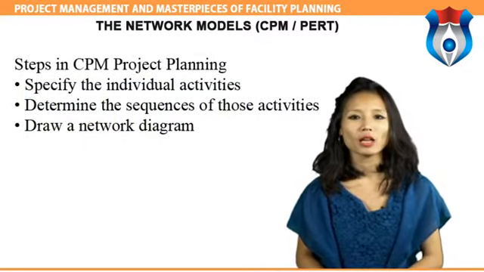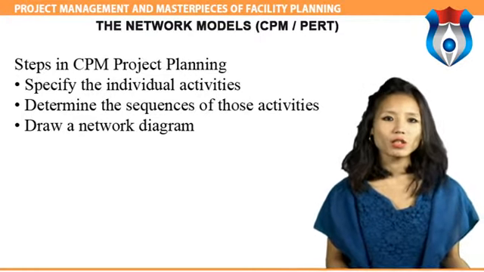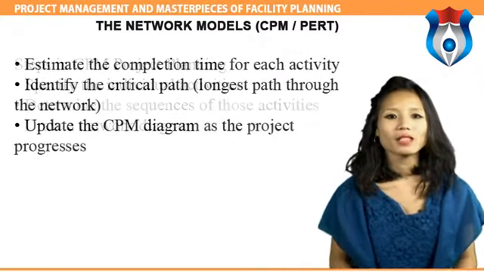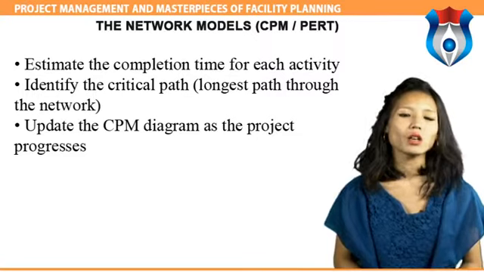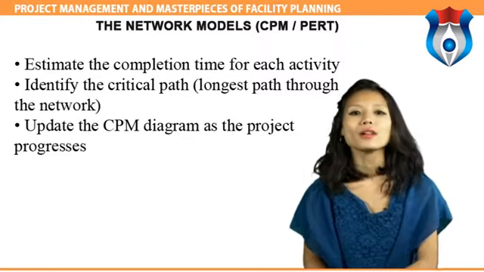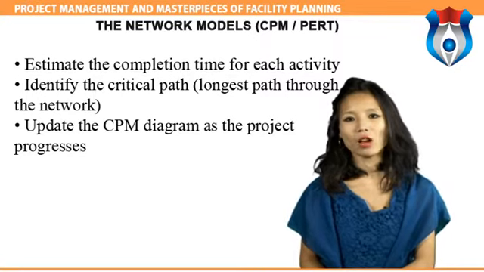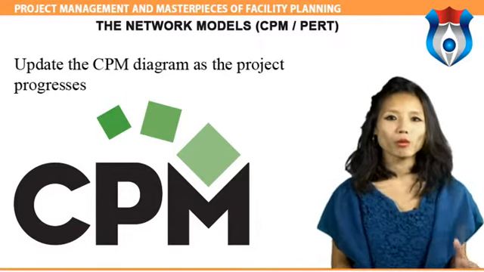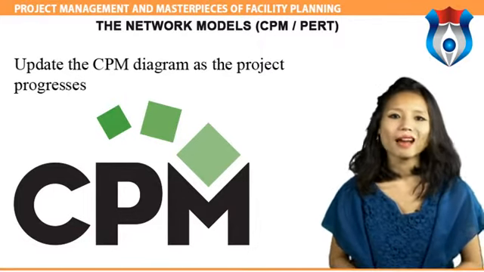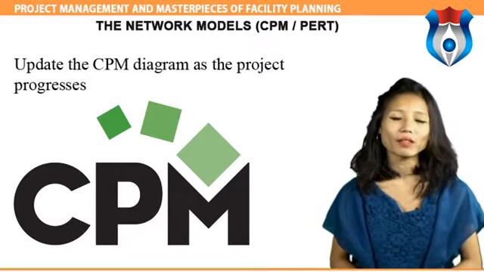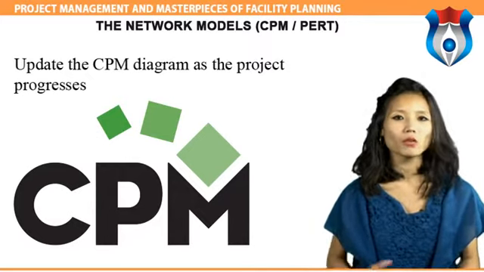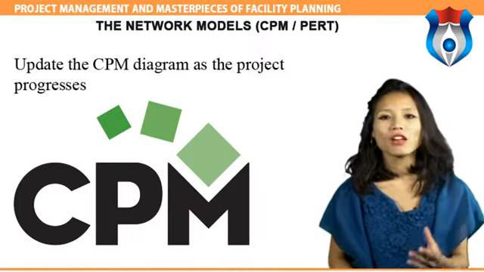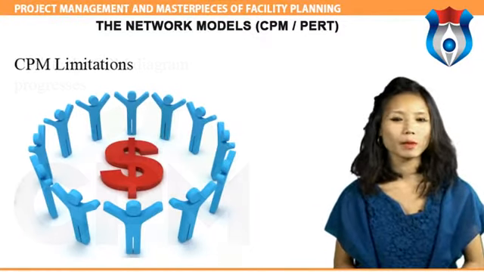Steps in CPM project planning. Specify the individual activities, determine the sequence of those activities, draw a network diagram, estimate the completion time for each activity, identify the critical path, the longest path in the network, and update the CPM diagram as the project progresses. As the project progresses, the actual completion times will be known and the network diagram can be updated to include this information. A new critical path may emerge and structural changes may be made in the network if project requirements change.